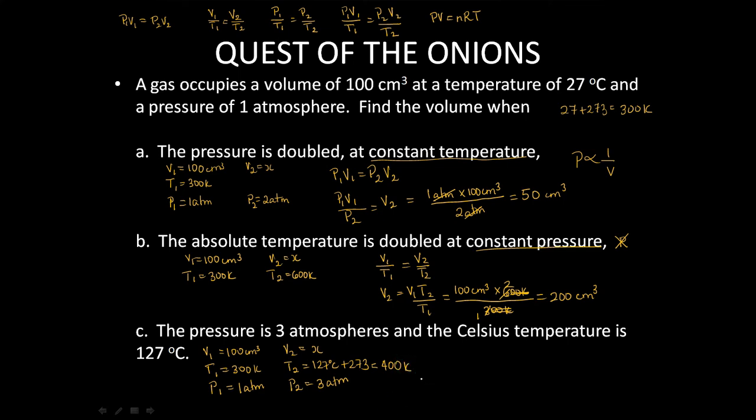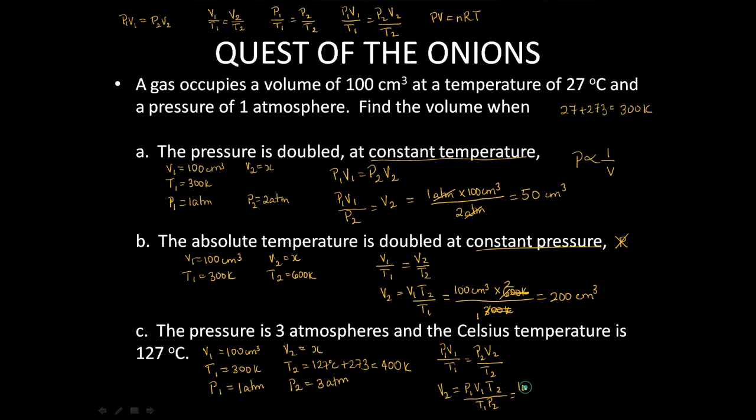What's going to happen to the volume? Is it going to increase or decrease? It should decrease. So let's see. P1 V1 over T1 equals P2 V2 over T2. And if you're looking for V2, then you can say V2 will be equal to P1 V1 T2 over T1 P2.